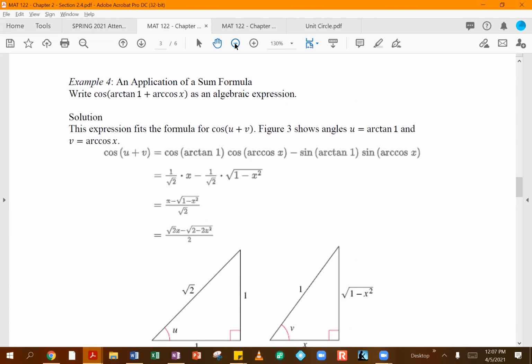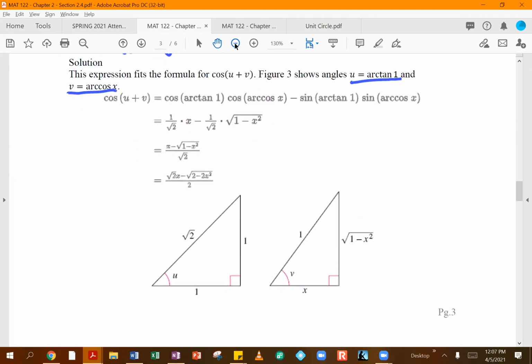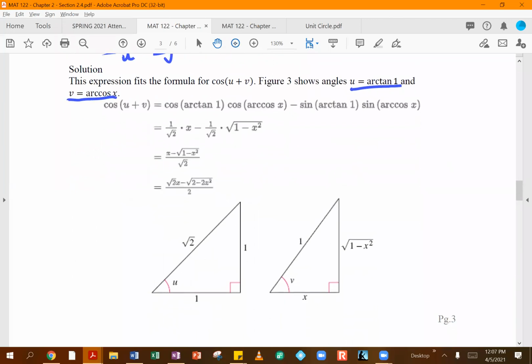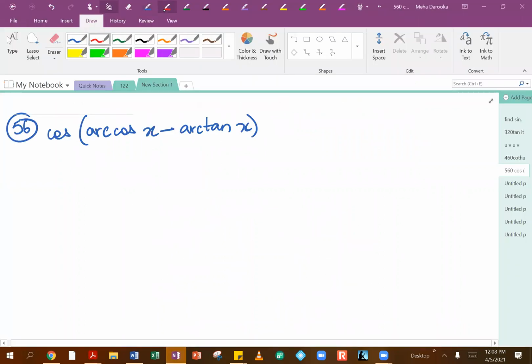So you will see what happens is we end up taking this as our u, this as our v. So we set u equals arc cosine of x, v equals arc tangent of x, and then we use these to come up with right triangles, so that we can then figure out what the cosine and sine for these different angle measurements is going to be. So let's try and break this down over here.